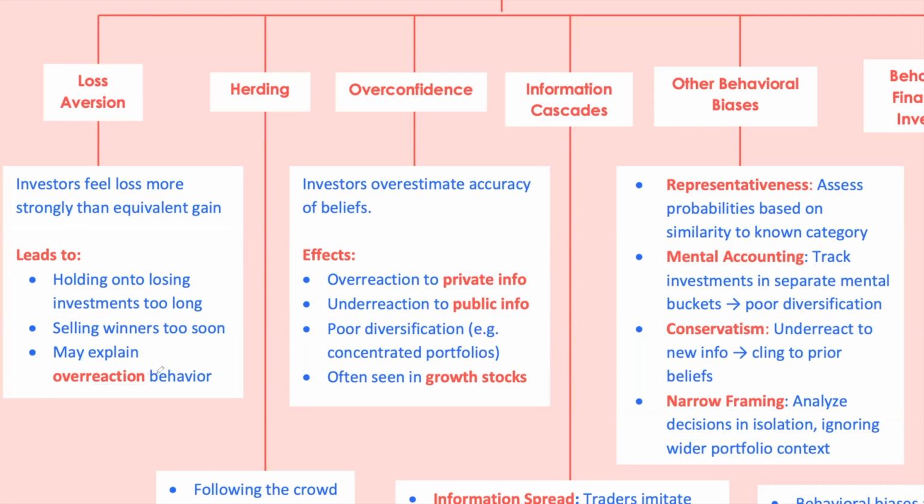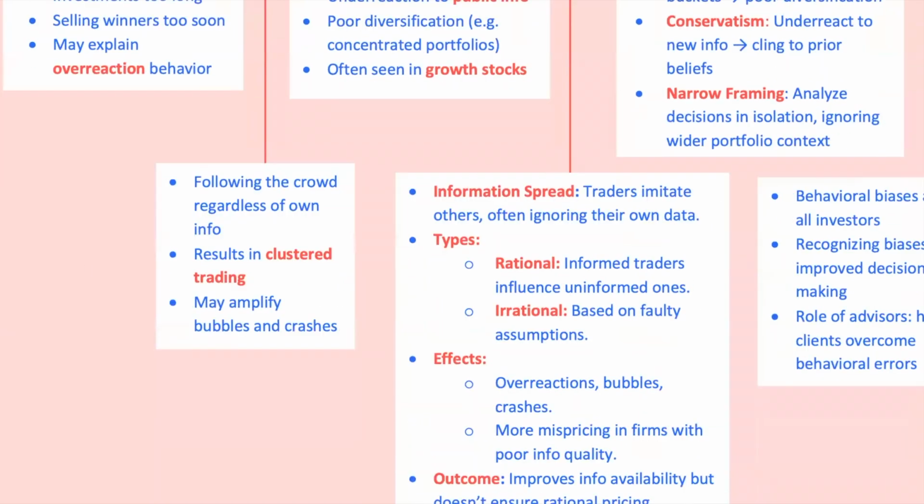It's emotion over logic. Ever heard someone say, everyone's buying it, it must be good? That's herding. It's when investors just follow the crowd without doing their own homework. You see this during big bull runs when people start piling into the same hot stock or sector. Think tech bubbles, meme stocks, crypto hype. And it feels safe to go with the herd. But sometimes the herd walks straight off a cliff.